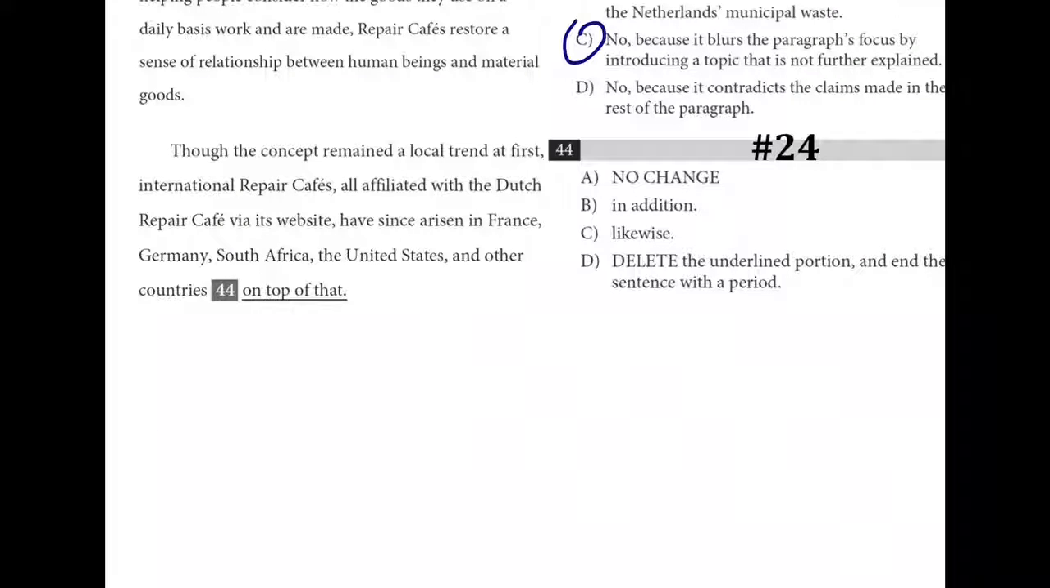44. Choice D is the best answer, deleting the underlined portion, because the phrase "and other countries" communicates the fact that there are additional items not being named that could be added to the list. No other wording is required to clarify that point.